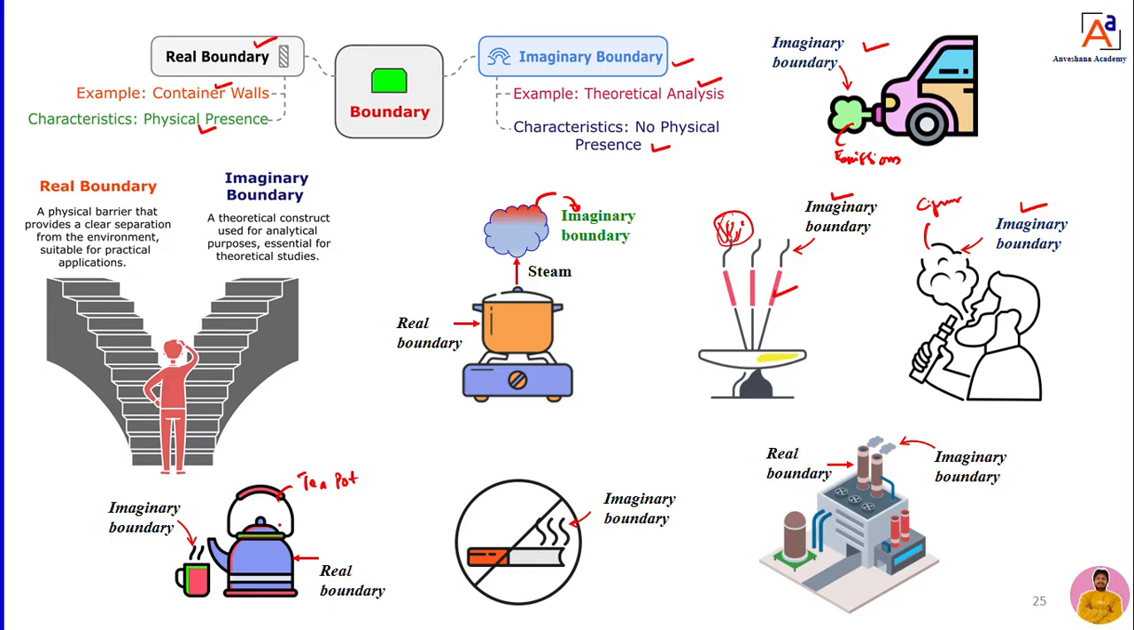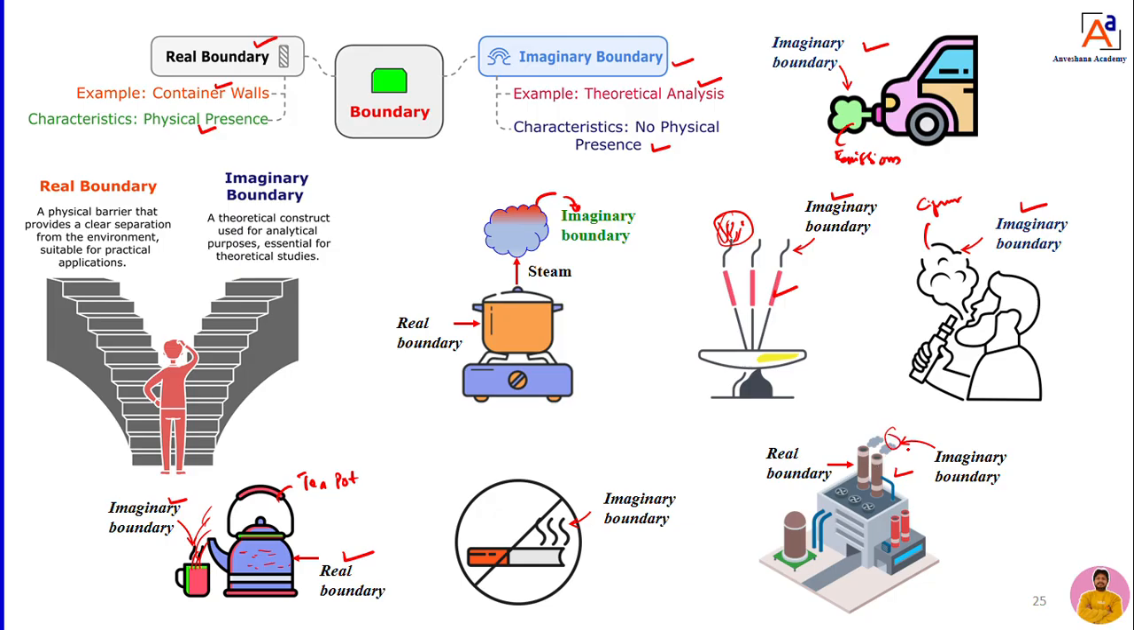Now you can take a teapot or a flask. When tea is filled into it, it is surrounded by fixed walls. Those fixed walls are a real boundary. Whenever you pour the tea into the cup, steam comes out from the cup and enters the surroundings. That steam has a layer, but that layer we can only imagine. That layer you can call an imaginary boundary.